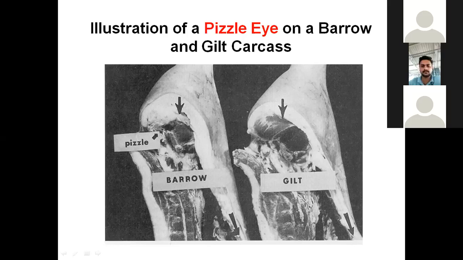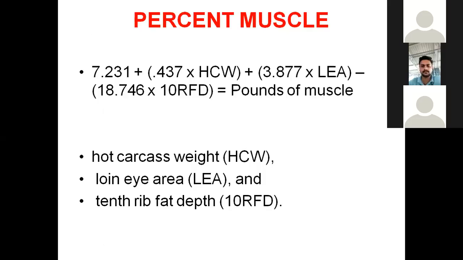When you get the carcasses, you can see it, because in the case of pork we will be cutting longitudinally into two halves. So we can tell whether it's male or female by identifying the pizzle bone. Here, muscling can be measured by these formulations. One is the hot carcass weight, HCW, which is nothing but the raw carcass weight.